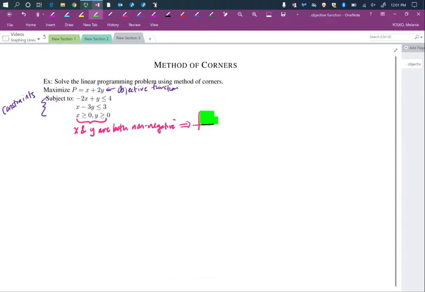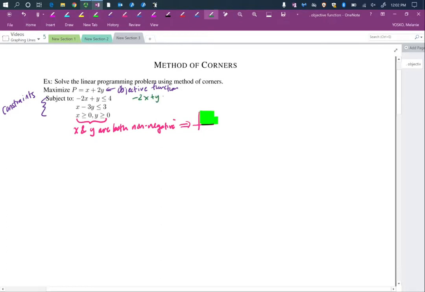Okay, so we're going to start this by graphing this system of inequalities. We're going to ignore the objective function. That is not going to be part of our graph. Okay, so let's graph our constraints. There's a whole video I've made showing step by step how to graph this, so I'm going to go through this a little more quickly.